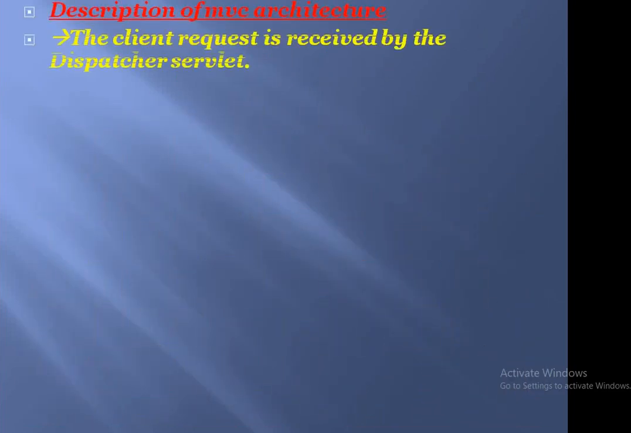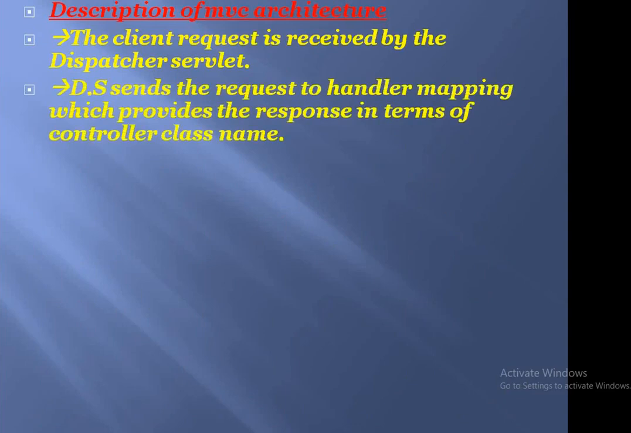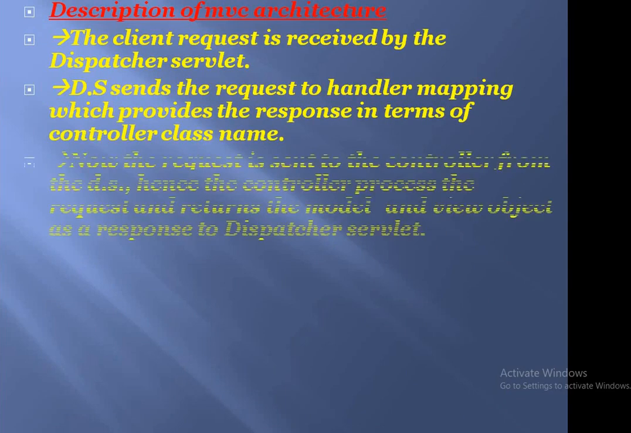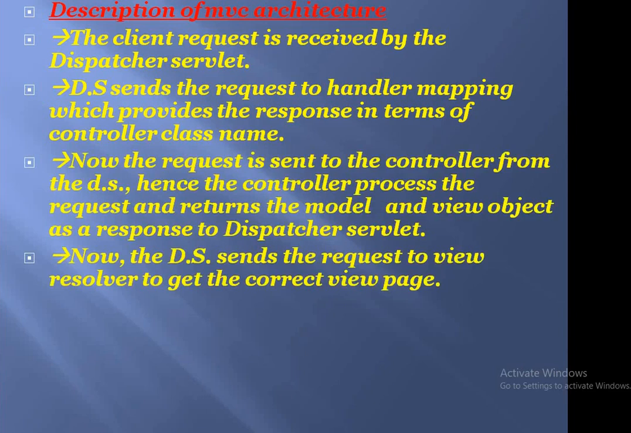So, explanation of the MVC architecture. First, the client request is received by the dispatcher servlet. The dispatcher servlet sends the request to the handler mapping, which provides the response in terms of the controller class name. So the dispatcher servlet, with the help of the handler mapping, will redirect the request to the appropriate controller. Now the request is sent to the controller from the dispatcher servlet.